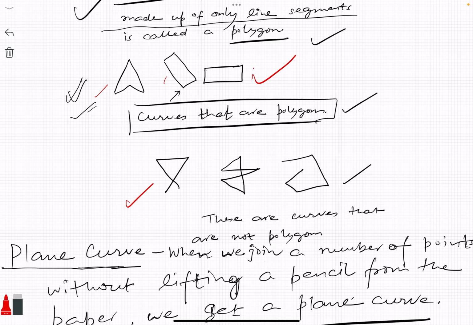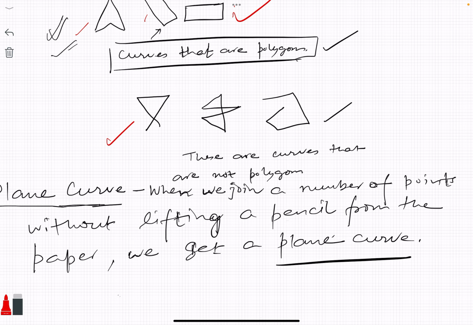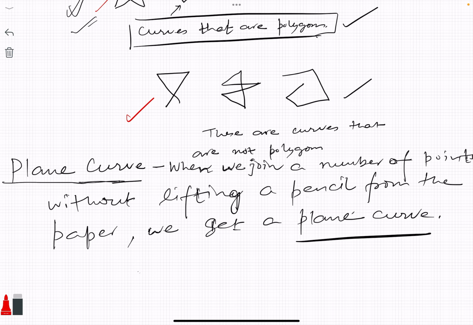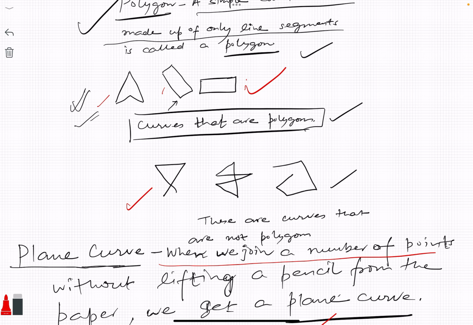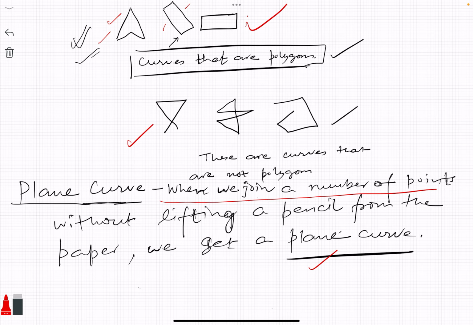These figures are not polygons. These are the curves that are not polygons, okay? Now we will discuss what is a plane curve. A plane curve is formed when we join a number of points without lifting the pencil from the paper. These are plane curves, made without lifting the pencil. But these are made by lifting the pencil, so these are not curves, and these are curves but they are not polygons.